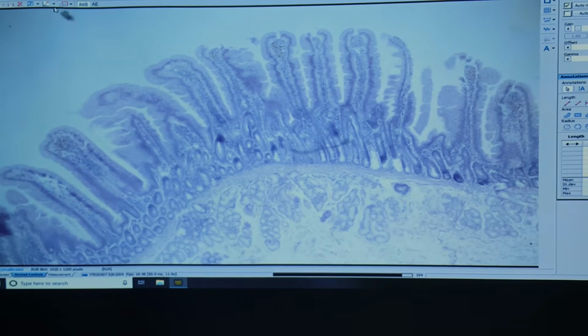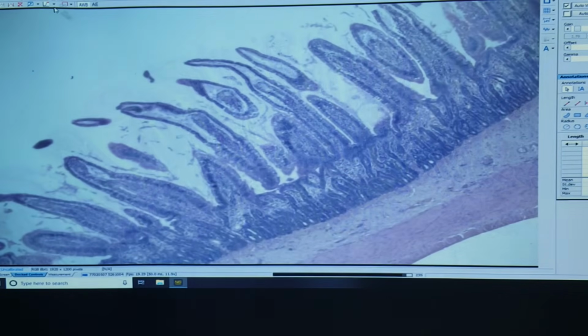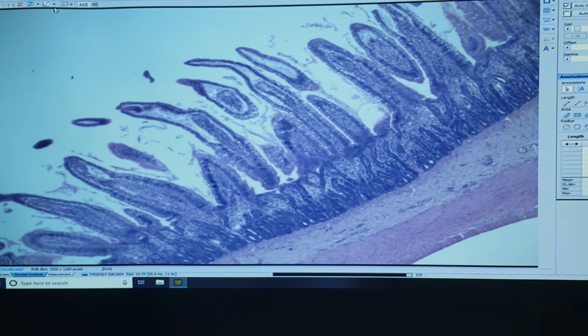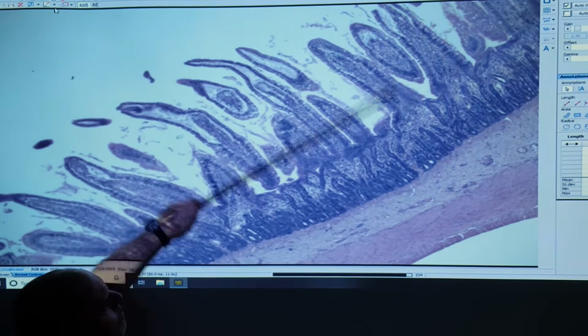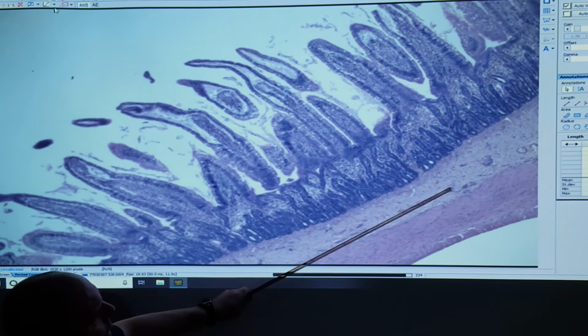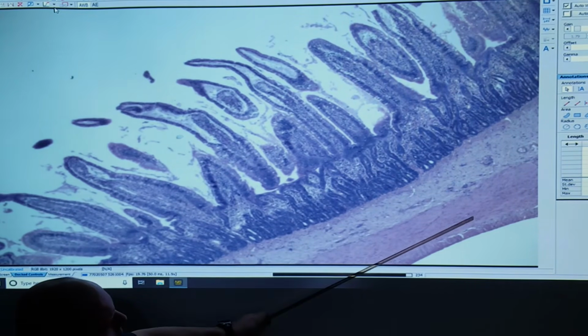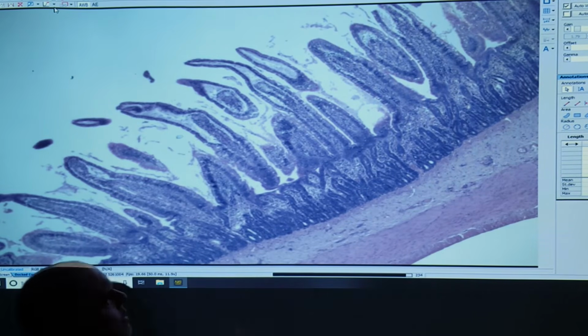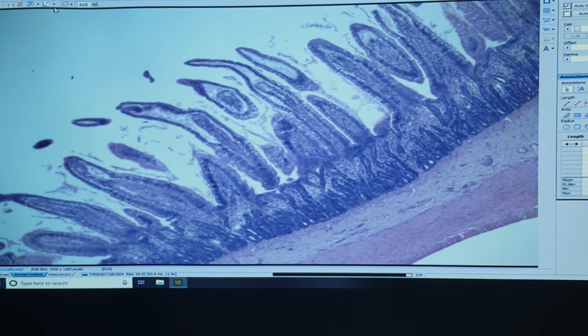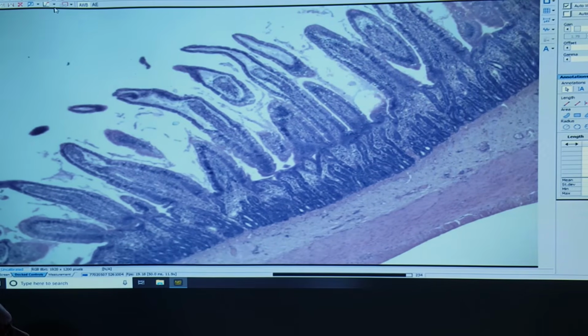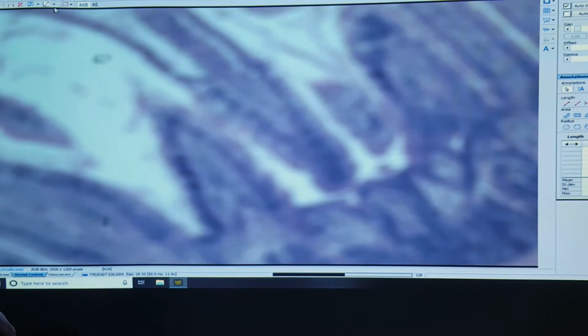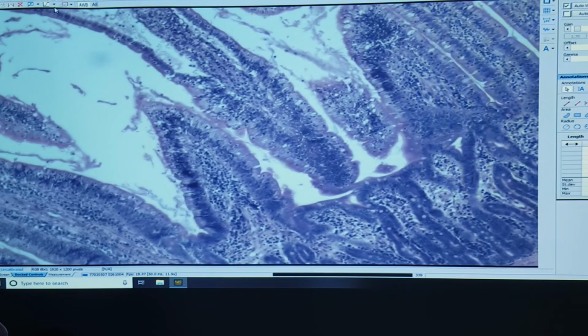Let's take a look at another small intestine slide. Here we have another slide of the small intestine that has stained a little darker. So obvious layers I can see: mucosa, submucosa, muscularis, and serosa. That's pretty easy. And I think if your eyes can't tell you now, I'll do a little magnification for you.